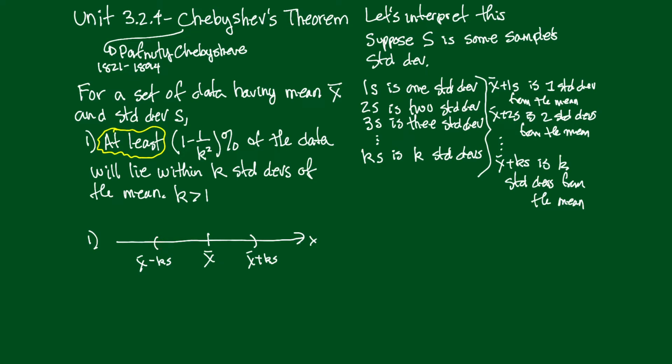So what I'm doing now is this. I've got a theorem, and I want to interpret the theorem, so I need some notation. Now, I come down here and I want to interpret this. In that interval, how much of the data is inside there? Well, what we're saying is this: the amount of data is at least 1 minus 1 over k squared percent.